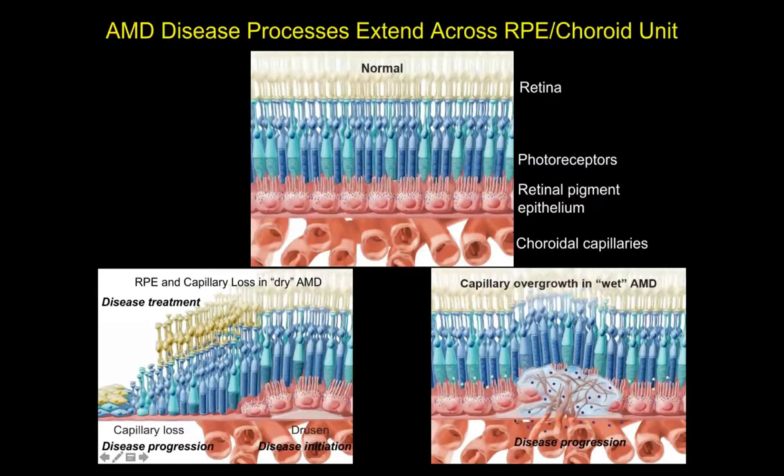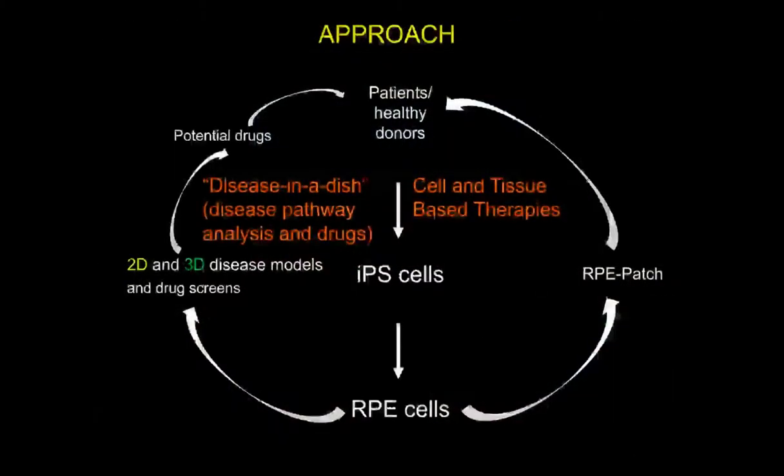Another advanced stage of this disease is wet AMD, in which the choriocapillaries start to hyperproliferate and they penetrate through the RPE, leaking fluid and blood into the RPE and into the retina, again leading to blindness. What we do at NEI is use 2D and 3D models derived from iPS cells to both recreate disease in a dish and to also develop cell therapies to treat patients who have this blinding disease. I'll walk you through some of our ongoing work.